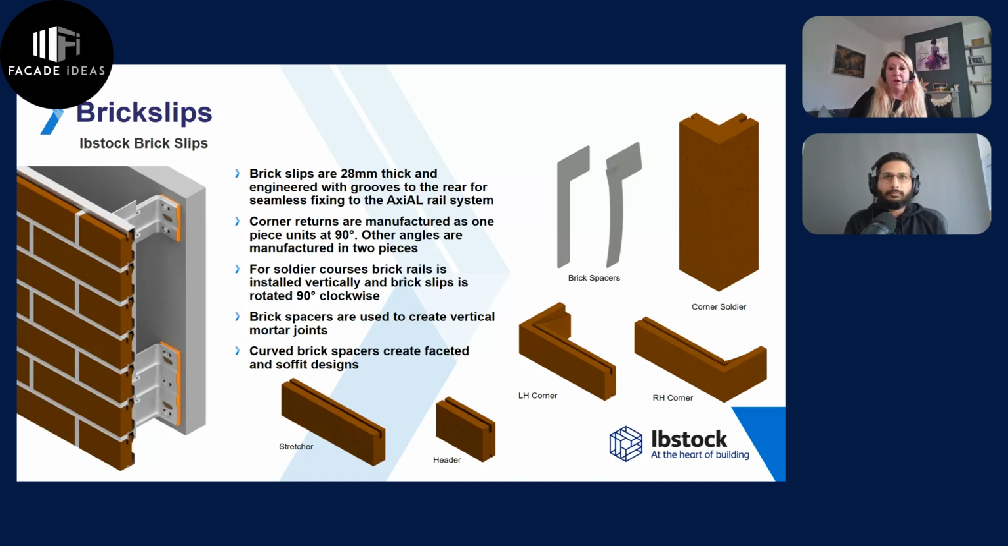These are used on the building envelope itself, but we can also use those as jambs and soffits. And you see there we've got a corner soldier, and that's because if we're going into soldier coursing or vertical brickwork, we need a specific special to be able to accommodate any returns in that particular area.